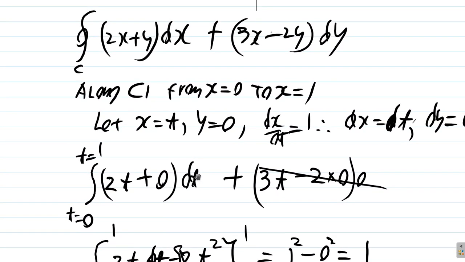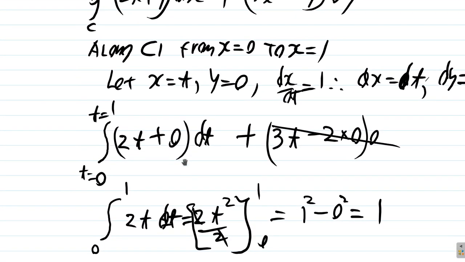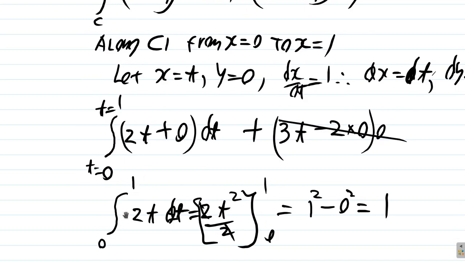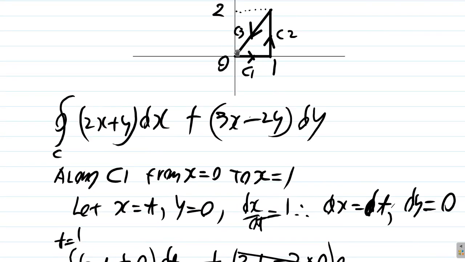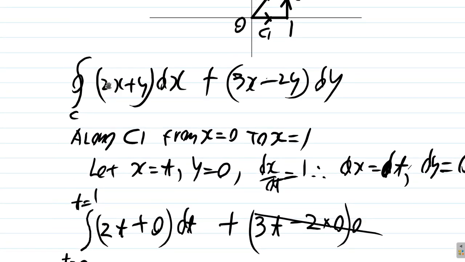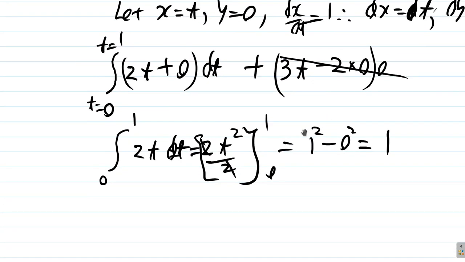Now you see the x equal t, you didn't have to do that. I just want you to become familiar with using the parameters from now. You could just have the integral from x equals 0 to 1 of 2x dx. Y would be 0, dy would be 0, so the same thing would happen. But I want you to get used to changing into parameters from now. Alright, so that's what happened along C1.